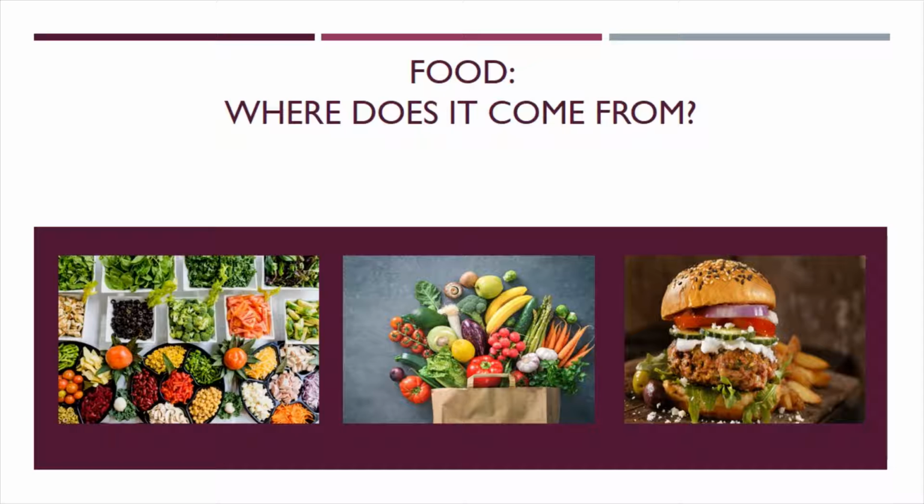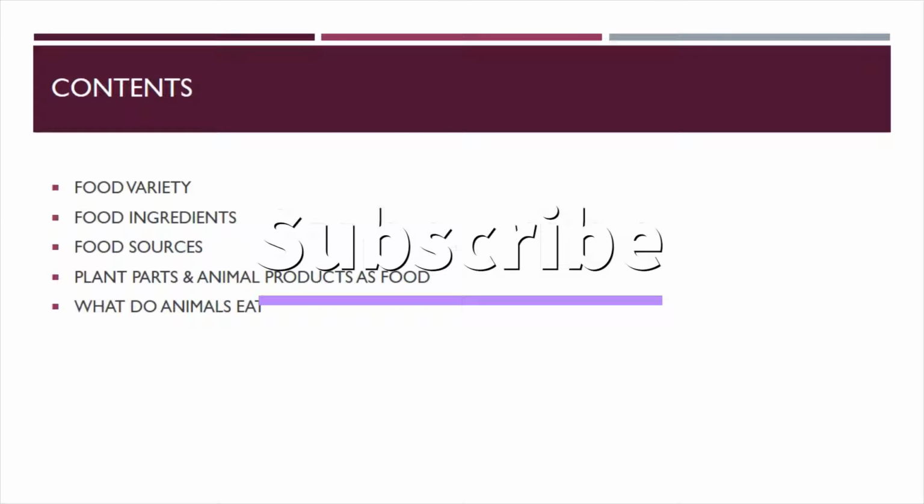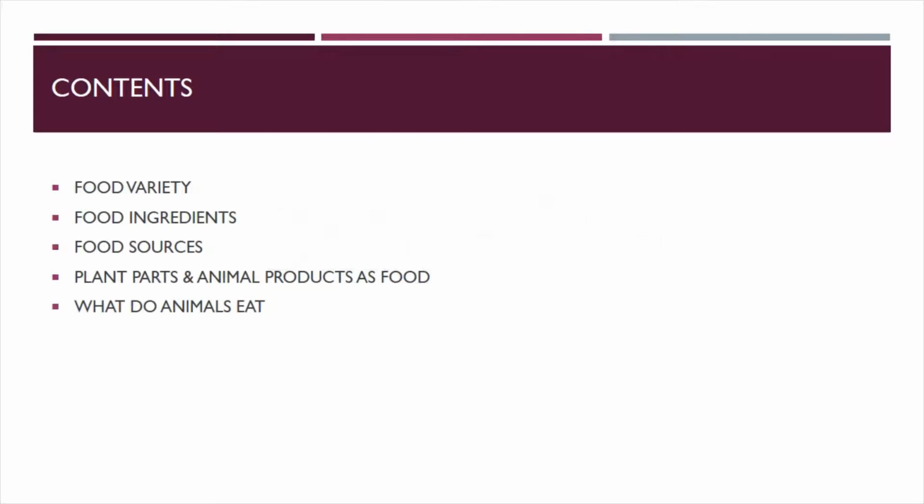In this video we are going to talk about NCERT Class 6 Science Chapter 1, Food: Where Does It Come From? Let's see what are all the contents within this chapter. First one is food variety, second one is food ingredients, third one is food sources, fourth one is plant parts and animal products as food, fifth one is what do animals eat.